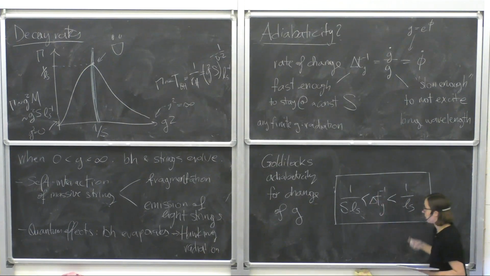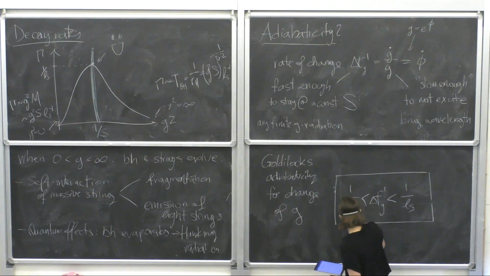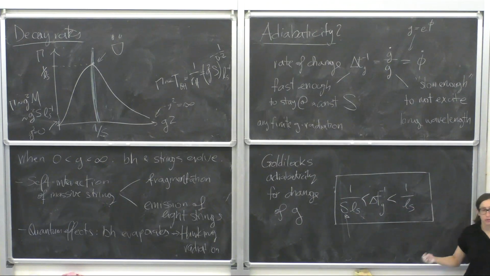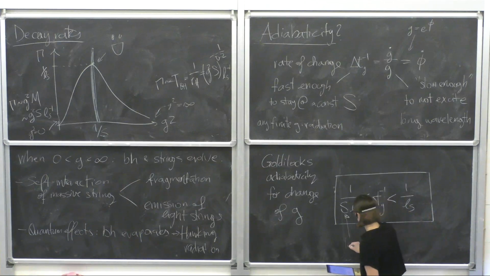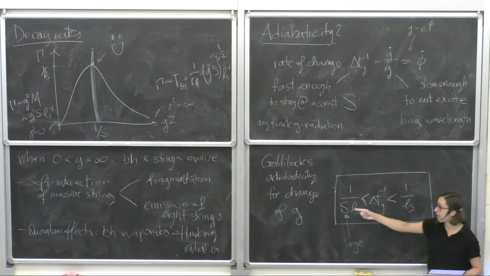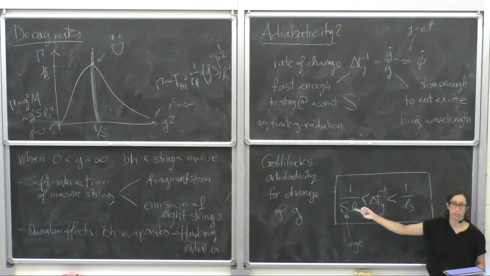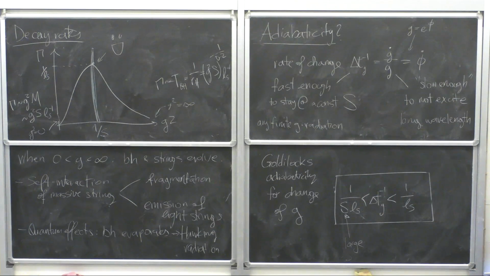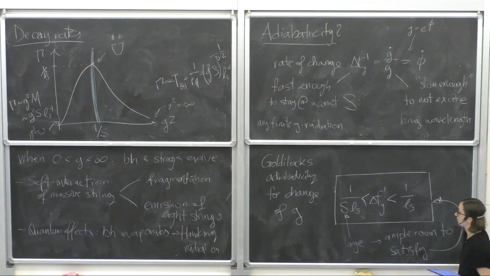Now, can this be satisfied in many situations? Well, S we took to be a large number. We're looking at macroscopic black holes to start with. Because this is large, you see that there's ample room to be within this window, depending on how large S is. So because S is large, there is ample room to satisfy this Goldilocks adiabaticity condition.